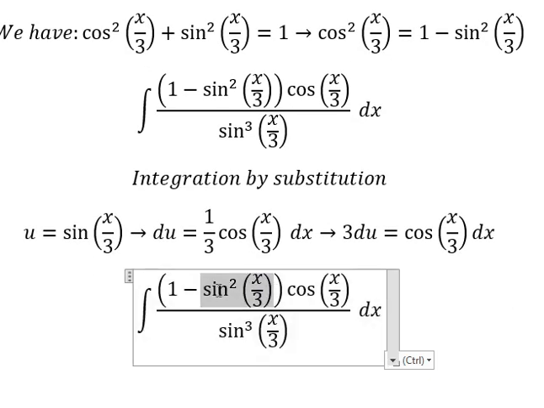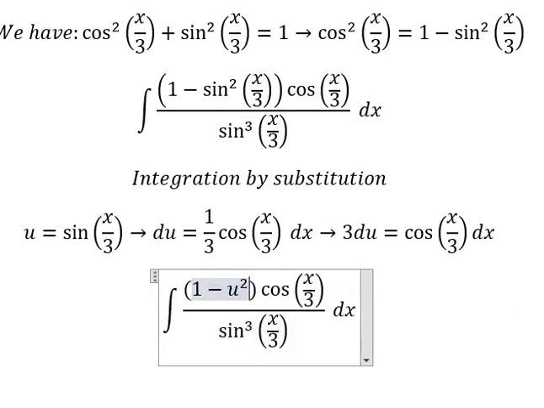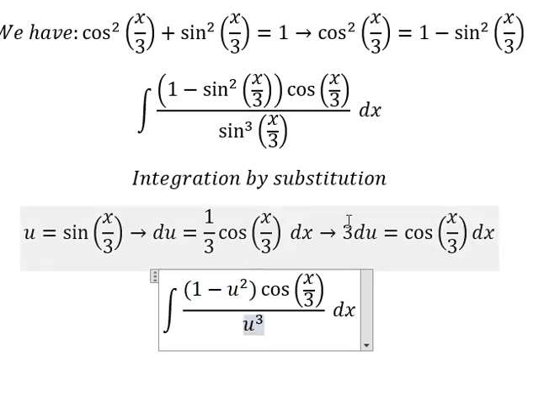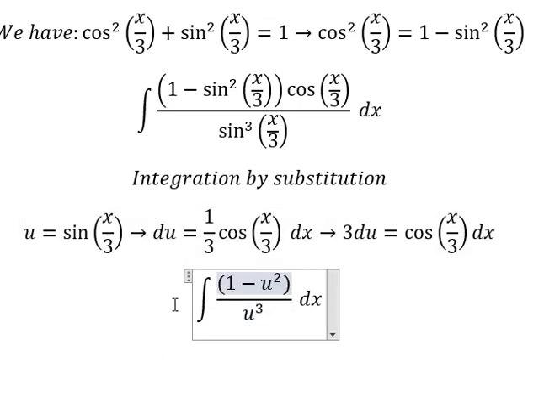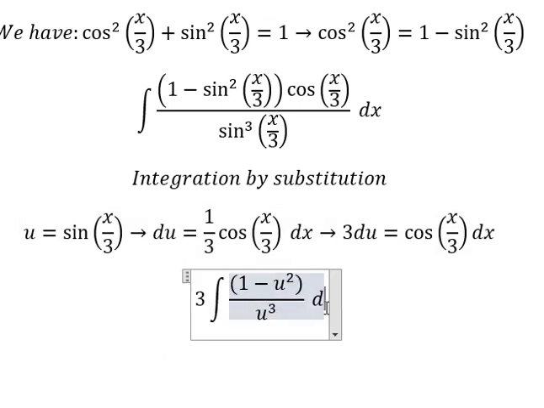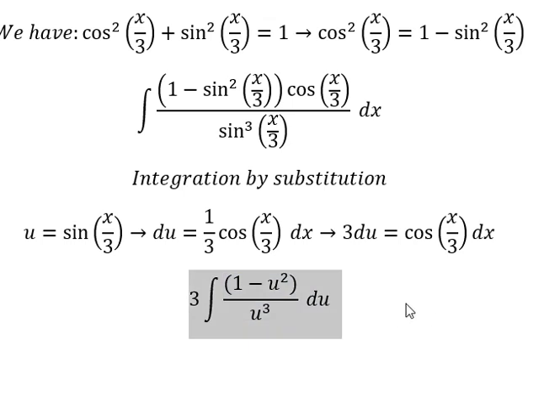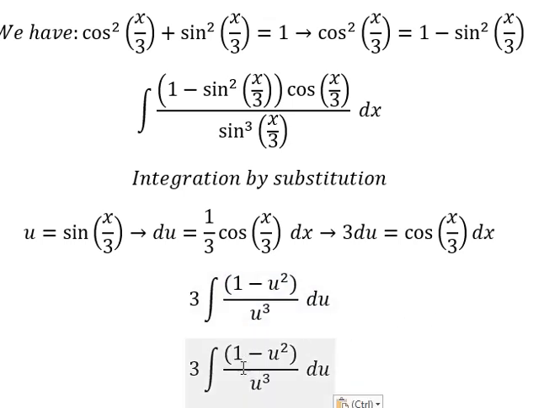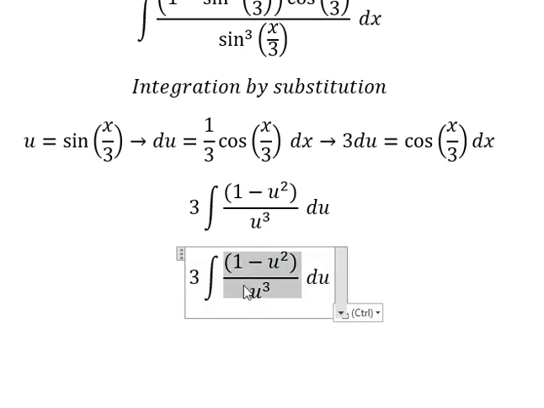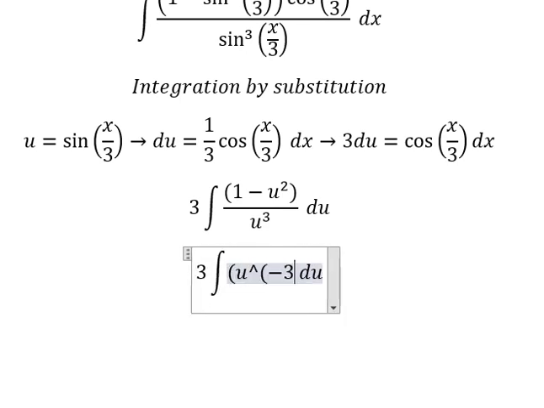This one we change by u and we have u squared. This one we change by u. Cosine of s over 3 dx we change by 3 du. This one divided by this one divided by this one. So we have u to the power of negative number 3 minus 1 over u.